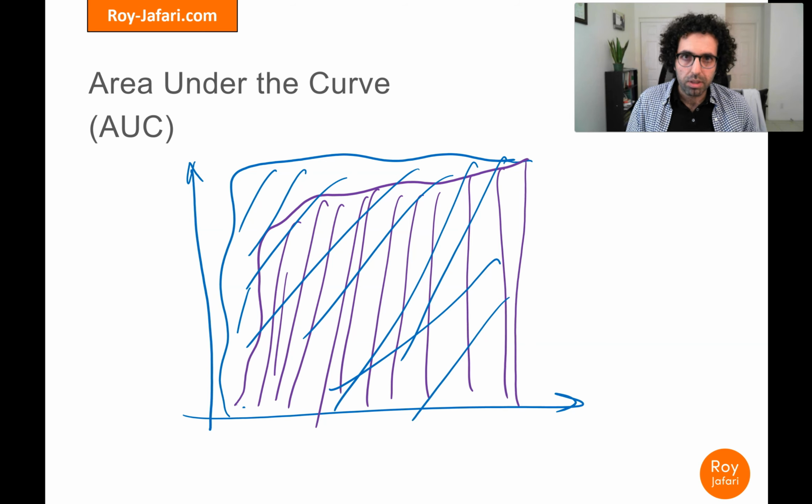Now pay attention, this is a really good approximation. If one model has a larger AUC, it does not guarantee that it is actually better than the other model. It's a really good approximation though.